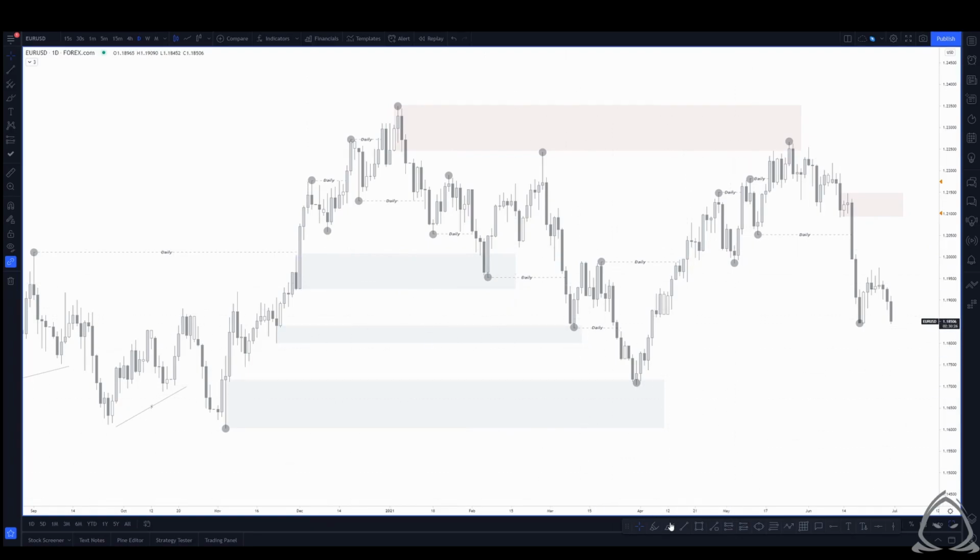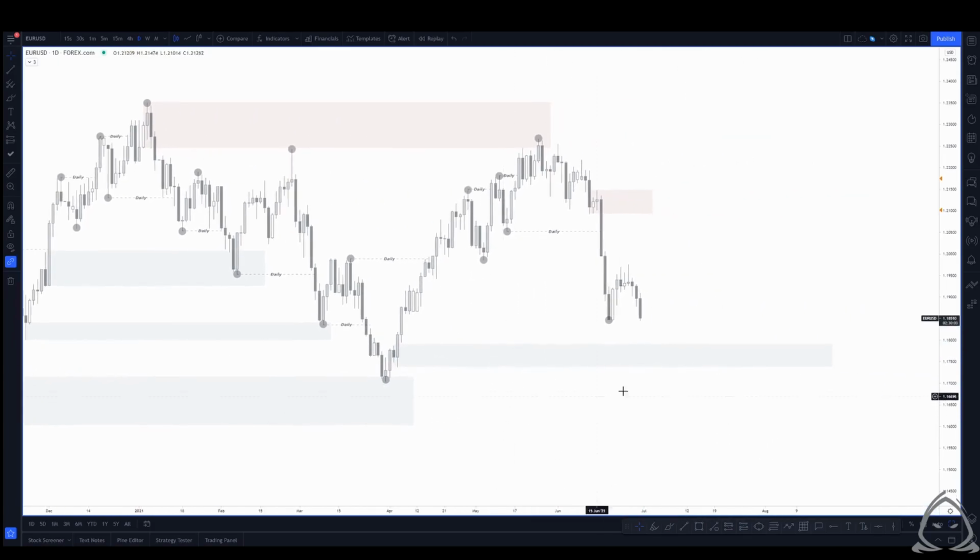Supply and demand is definitely the first and most important component of our strategy. But then once we combine it with market structure, we can begin to understand what's happening behind the scenes and what trades we should or maybe shouldn't be looking at. And then finally, if we just continue on, what we can see is we have a demand zone right here, which we have not actually mapped out, nor have we tapped into as of yet.